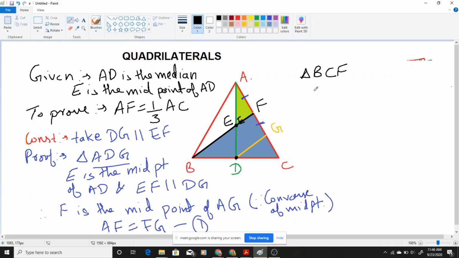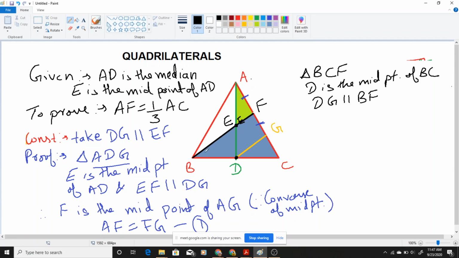See this D point is the midpoint. D is the midpoint of BC. This is the first thing we are having. Then this DG is parallel to BF. This DG is parallel to BF.